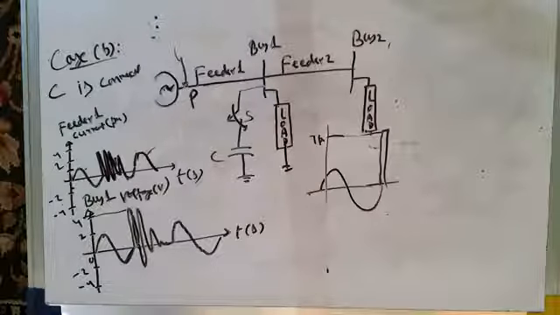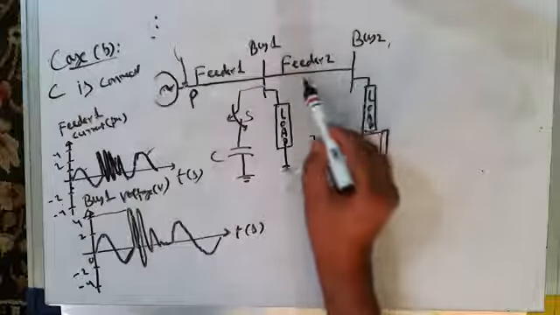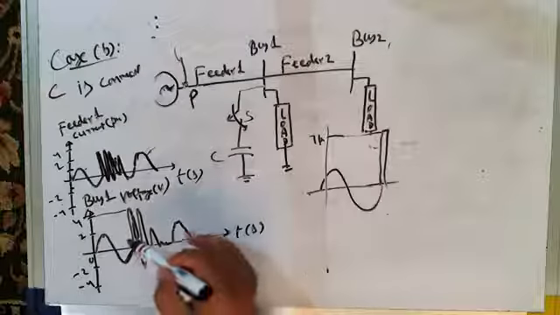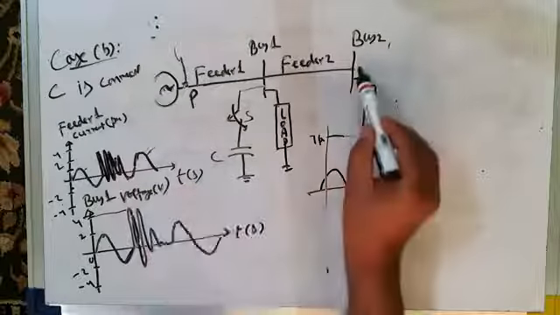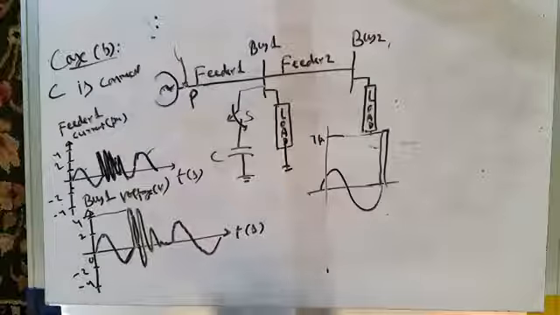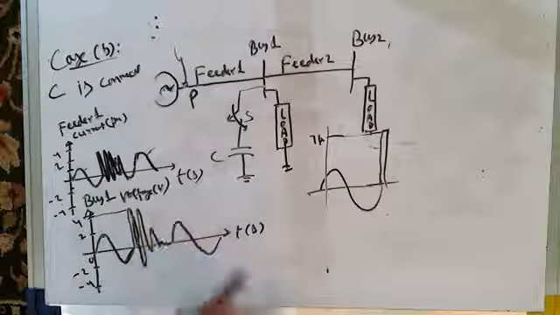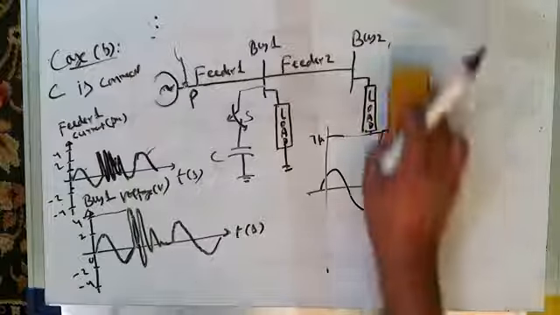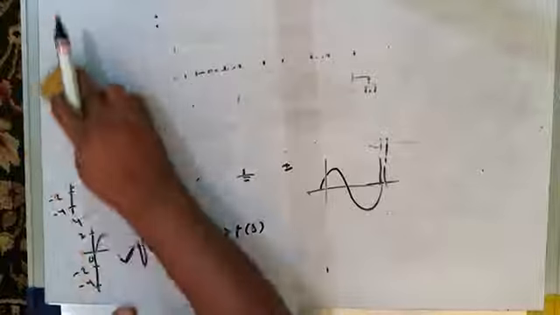Similarly, feeder 2 current will have less effect, and bus 2 voltage will also see the impulsive transient, but the amplitude of impulsive transient will be even less than this. So this is the impulsive transient in presence of capacitance. Without capacitance also we have seen, and in presence of capacitance also we have seen. That was about the first type of transient, that is impulsive transient.